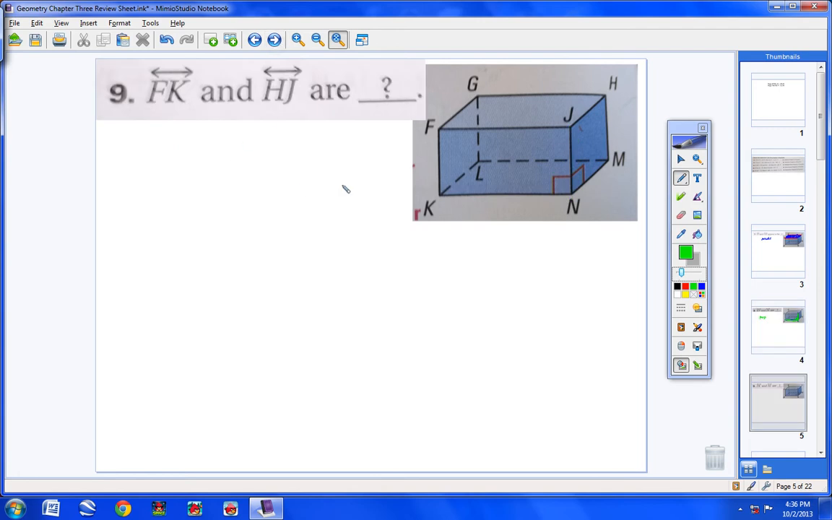Number 9, FK, here's FK right here, and HJ right here. Now listen, these two lines are never going to intersect. FK is going to keep going up and down forever and ever, and this line here is going to keep coming out and out forever. Now, oh, Mr. Earhart, they intersected right there. Right there. No, no, no. Remember, guys, it's hard to draw this. Now, I know I have great drawing skills.